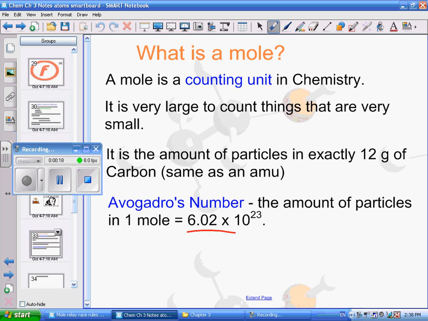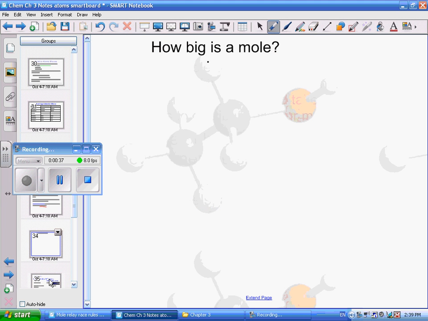As you can see, it's right here. This is called Avogadro's number. The way it was derived is beyond what we need to know, at least in my opinion. But it is a humongous number set aside or used to count things that are very, very small, such as atoms, molecules, or ions. So before I get a little bit ahead of myself, how big is a mole?